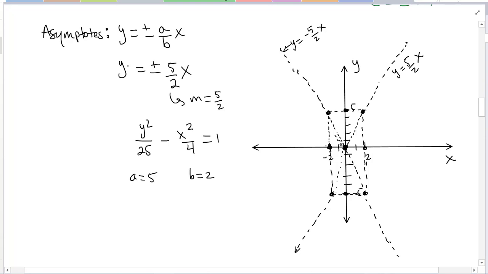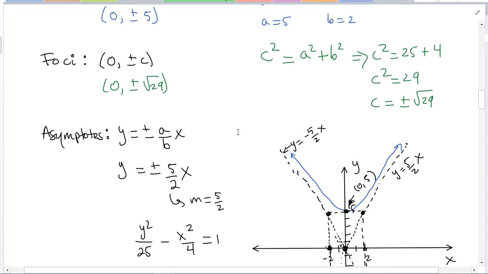And because this had a vertical transverse axis, now we can draw our hyperbola. It goes from the vertex, and just like with any graph, if it has an asymptote, it follows the asymptote. And so that's our hyperbola. We have the asymptotes, and we labeled the vertices. So this vertex up here will be 0, 5, and this vertex down here will be 0, -5.